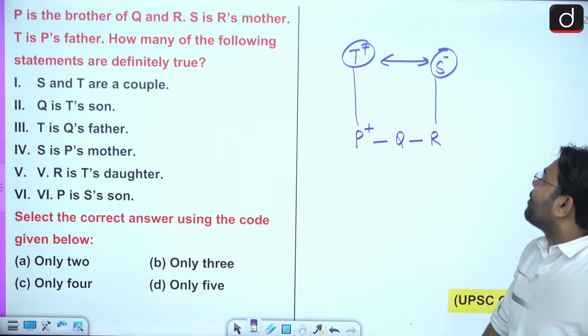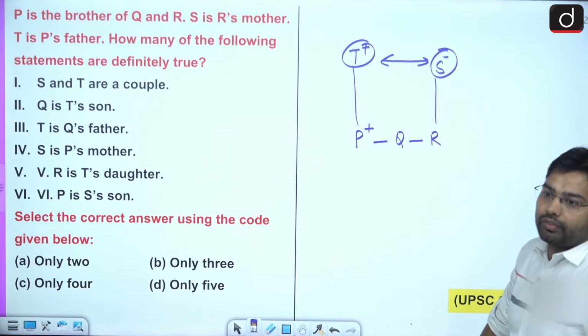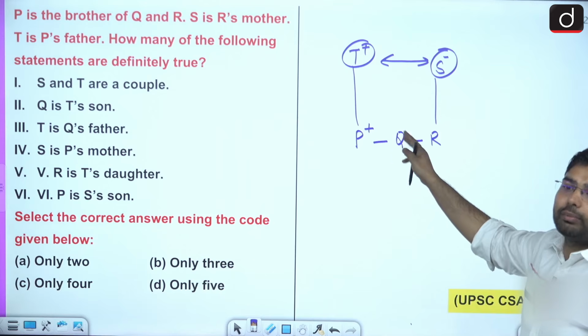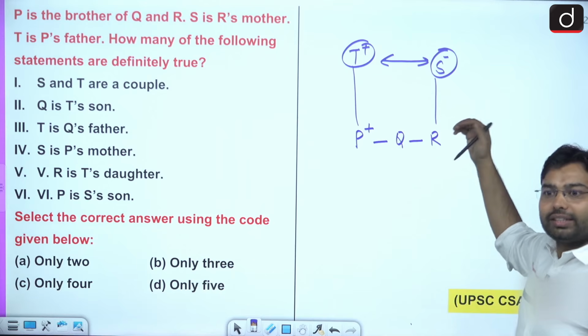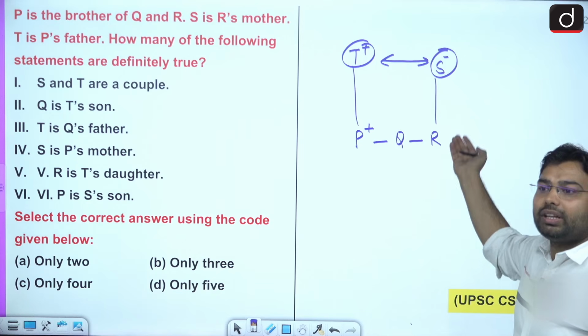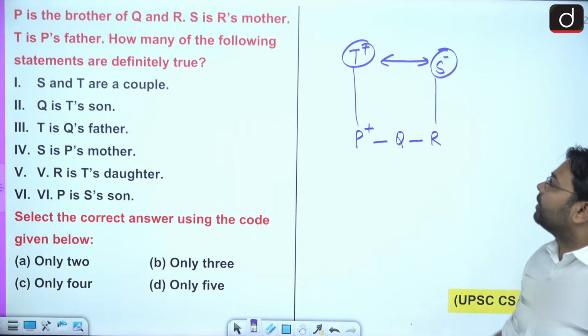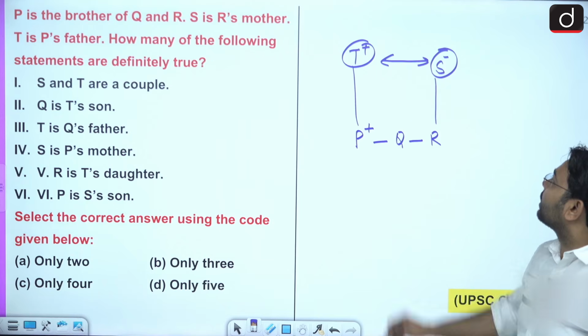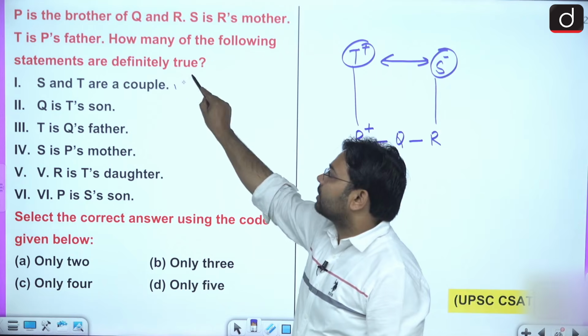You know the gender of Q and R? No. We are not sure of the gender of Q and R. Q can be brother of P, Q can be sister of P. And the same scenario with R. R can be brother of P, R can be sister of P, because we are not sure about the gender of Q and R. Now the first statement, S and T are couple, yes.